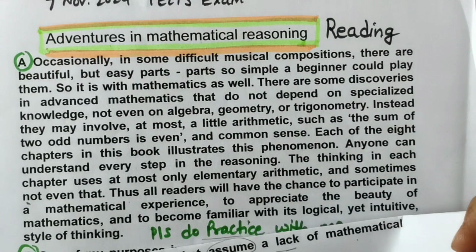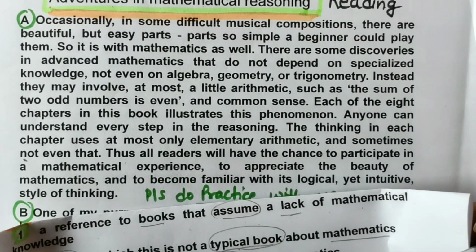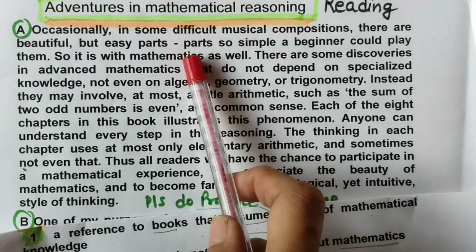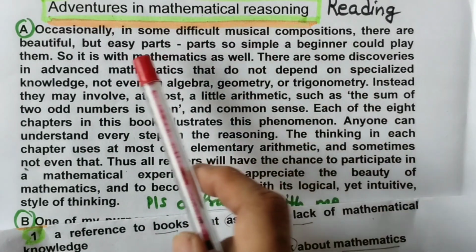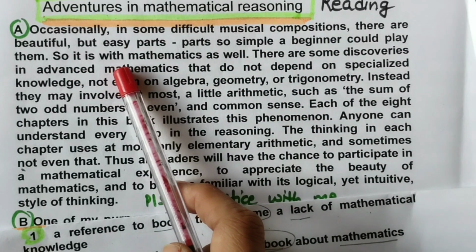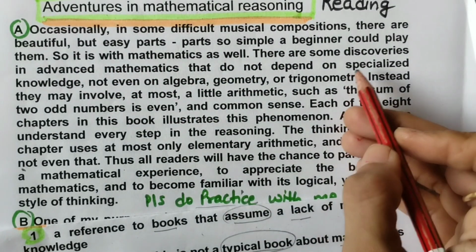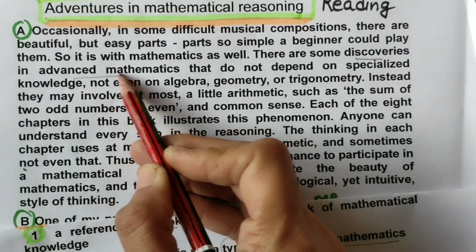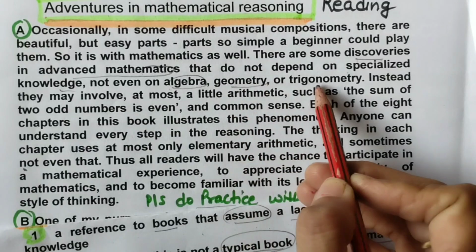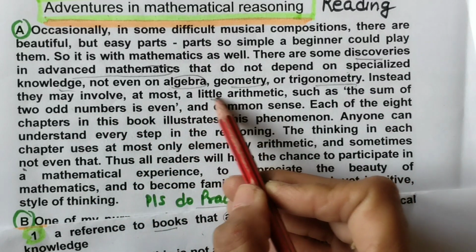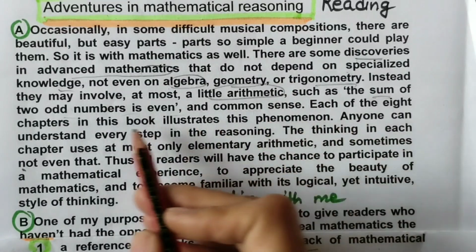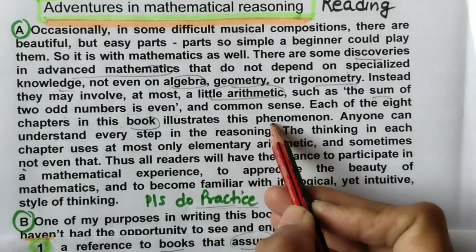Okay. So the first paragraph is this. I will be showing you the options also. Let's read it first. Occasionally in some difficult musical compositions there are beautiful but easy parts, so simple a beginner could play them. So it is with mathematics as well. There are some discoveries in advanced mathematics that do not depend on specialized knowledge, not even on algebra, geometry, trigonometry. Instead they may involve a little arithmetic, such as the sum of 2 odd numbers is even. So each of the 8 chapters in this book illustrates this phenomenon.